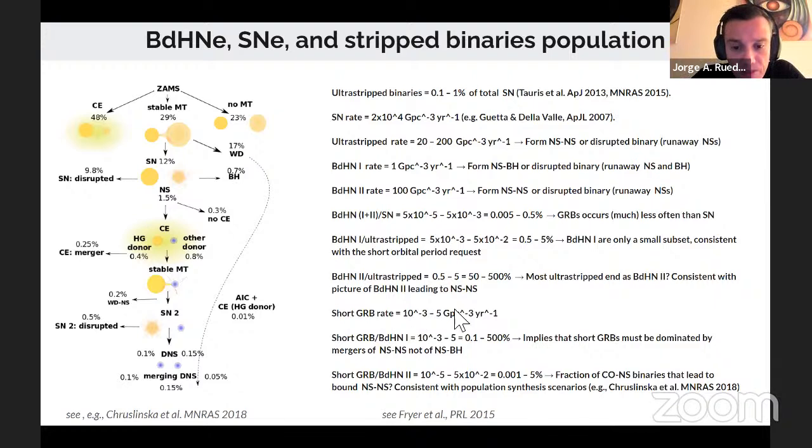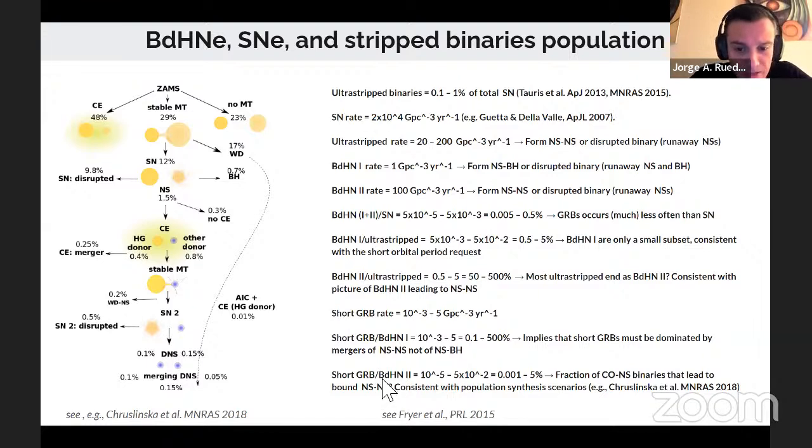So short GRB rates are between 10 to the minus 3 or 5 gigaparsec per year. So we make the ratio between short GRB and variation 1, you end with 0.1 to 500%. So it implies that short GRBs must be dominated by the mergers of neutron stars, not by the mergers of neutron star black hole binaries. And I think most of the community would agree with that.